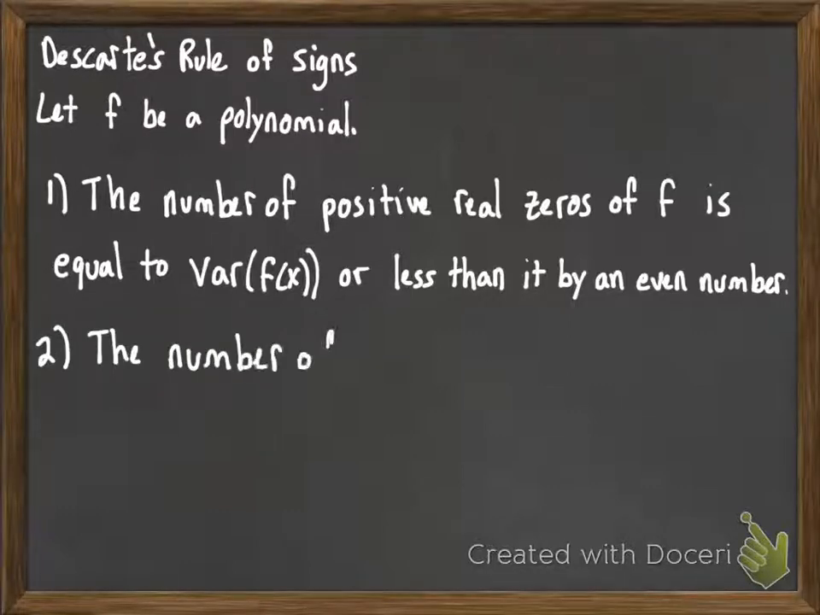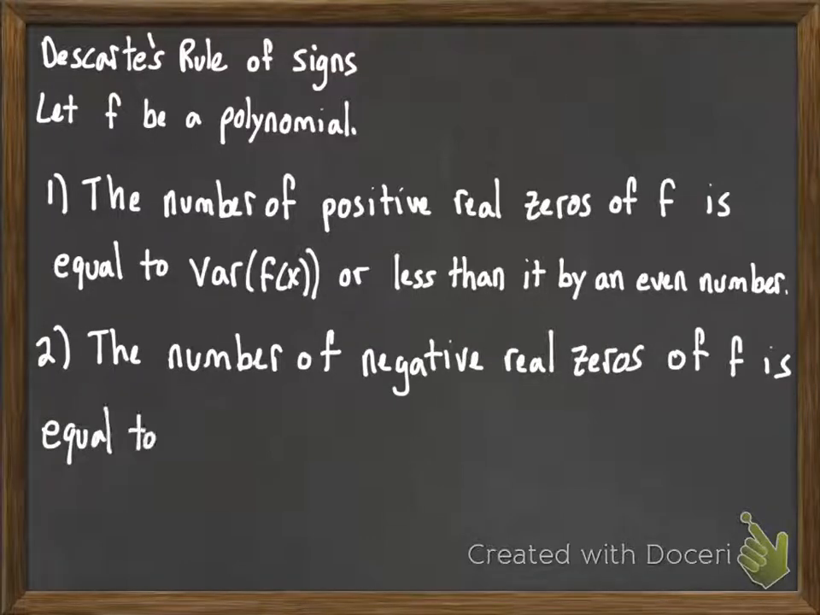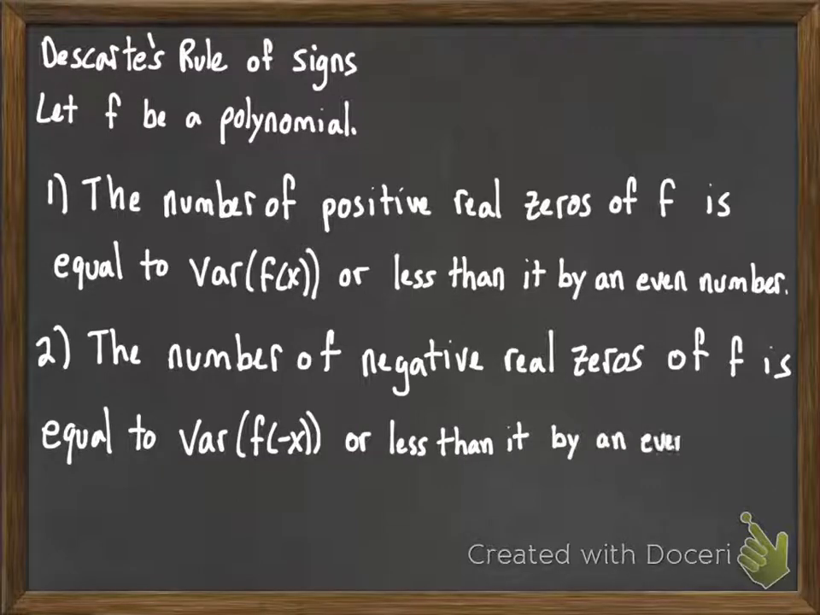The second part talks about the number of negative real zeros. And to look at that, we consider the variations in sign, not of f of x, but f of negative x. We go to the function, replace all the x's with negative x, and simplify, and then count the number of times the sign changes occur. Okay, so that's Descartes' rule of signs. Let's see it in action.